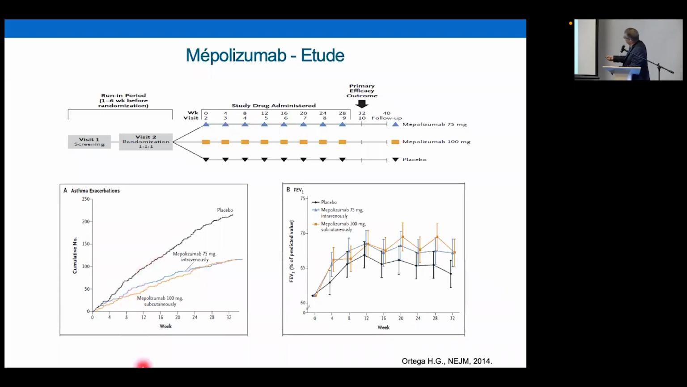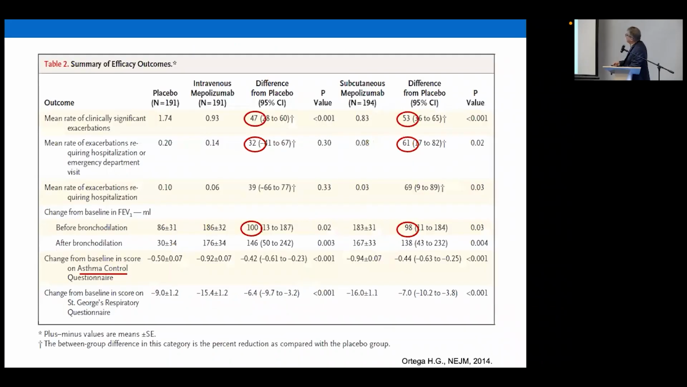And also, if you look at the FEV1, you have an effect also with mepolizumab. So, Xolair, Nucala, yeah, you obtain that. And this is the result that you obtain. Look at the difference. It's by 53. You have the mean rate of clinically significant exacerbation, a decrease of 53 using mepolizumab. The mean of severe exacerbation, 71%.